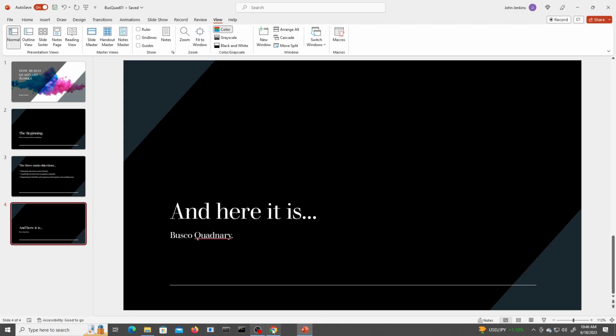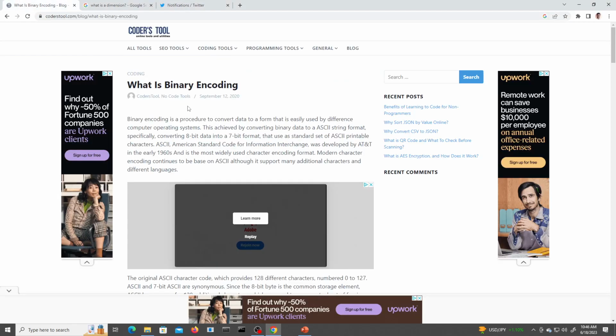So first things first, what is the definition of binary encoding? A lot of people don't know what this is. Binary encoding is basically a procedure that was developed in the 1960s. Let me read this from coderstool.com: binary encoding is a procedure to convert data to a form that is easily used by different computer operating systems. I'm going to stop right there. It gives more information; you can read it at coderstool.com or Google it.